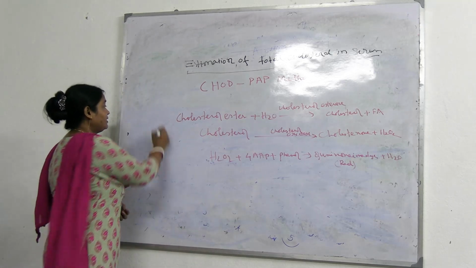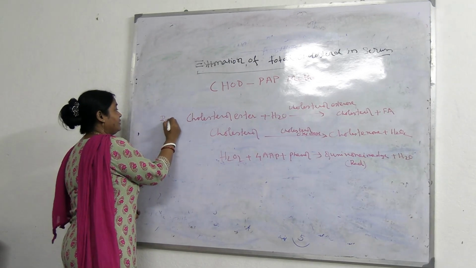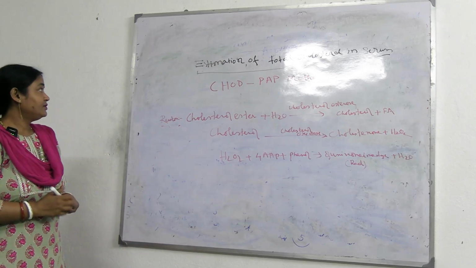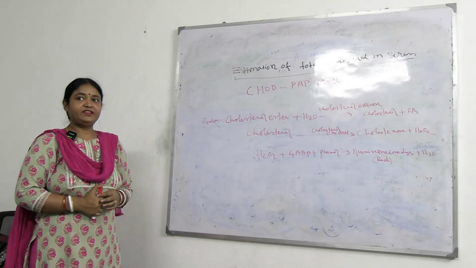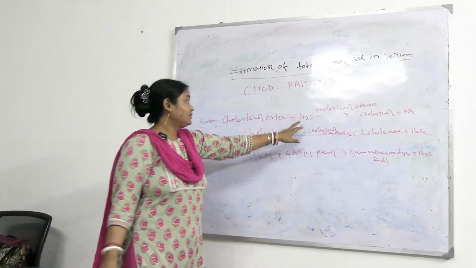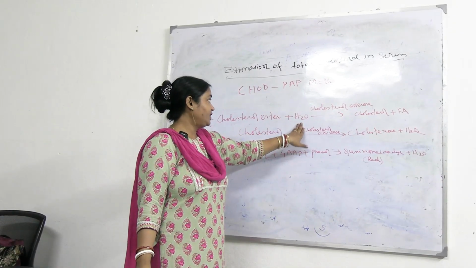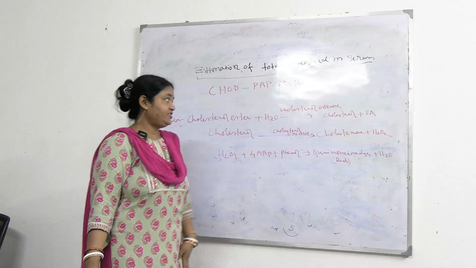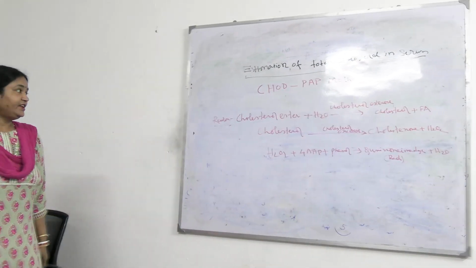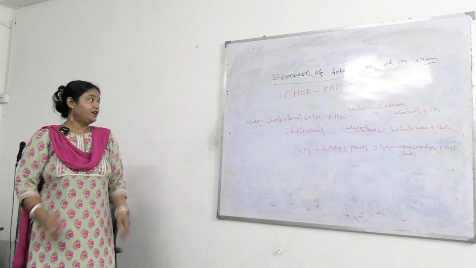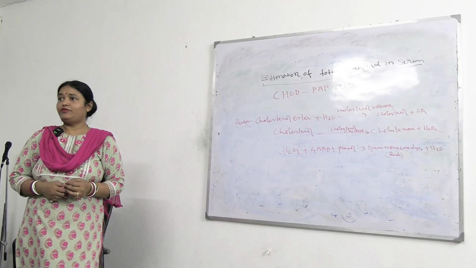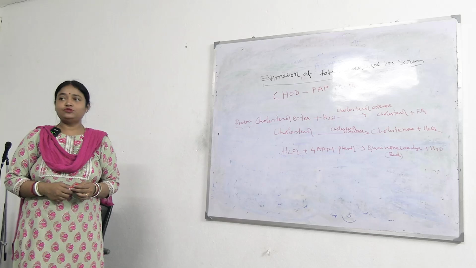So, regarding the reaction, cholesterol ester will be present in blood serum. It will react with water, and with the help of cholesterol esterase, it will form cholesterol and fatty acid. Then cholesterol will react with cholesterol oxidase and form cholestenone and H2O2.